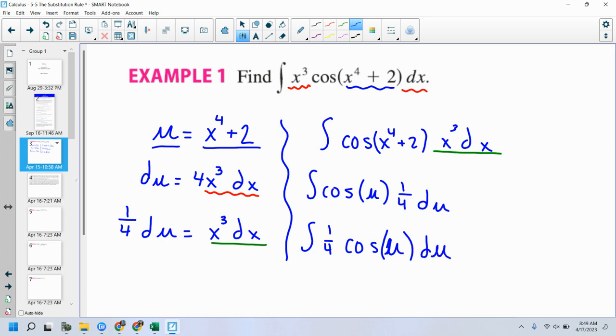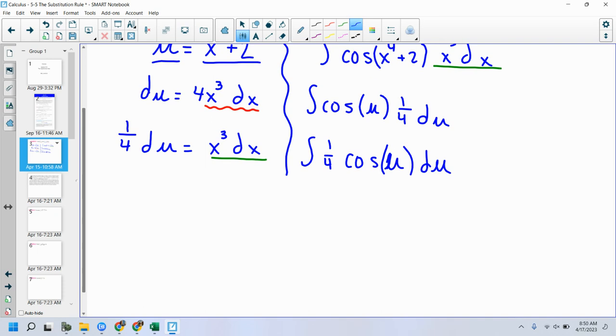Oops, I forgot my pen. So what is the integral of cosine? Sine, right? The integral of cosine is sine. So this is 1/4 sine. The 1/4 stays, right? It's not plus 1/4, it's 1/4 times. So 1/4 sine u plus c.